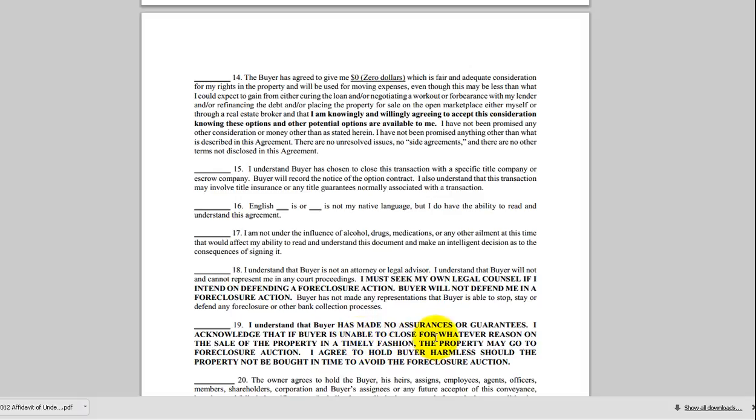They understand the buyer's made no assurances or guarantees as to the success of a short sale or completing it in a particular timely fashion. And in fact, the buyer's made no assurances the property may not result in a foreclosure action. The buyer cannot control what the lender is going to do. We can only do our best, and as we've stated many times, we're very good at it. We, in fact, are achieving a greater than 90% success rate, but we still cannot give any assurances that any particular short sale will be 100% successful.